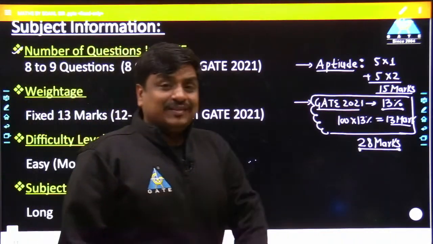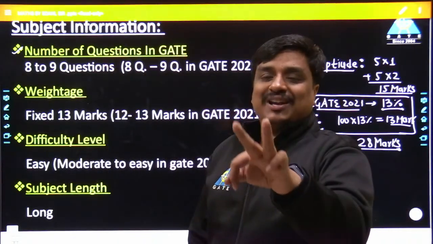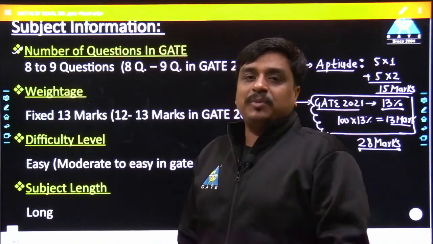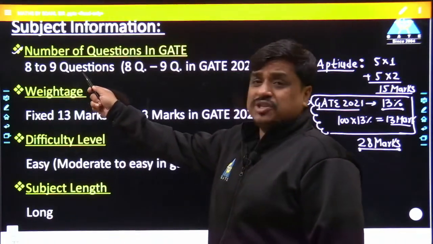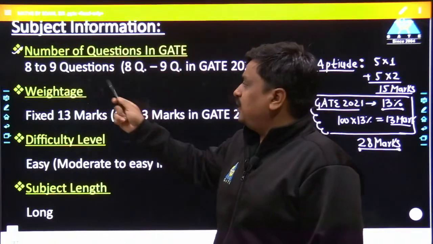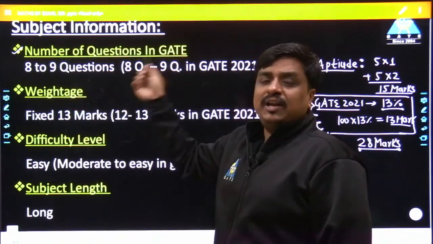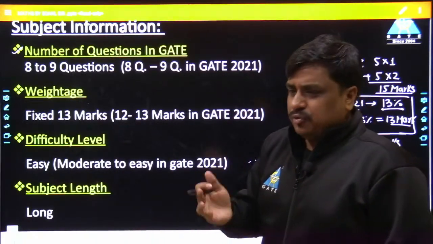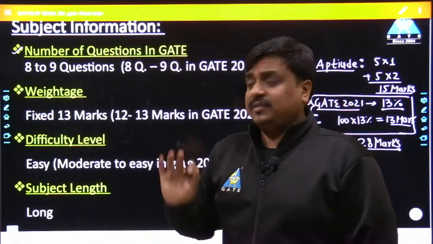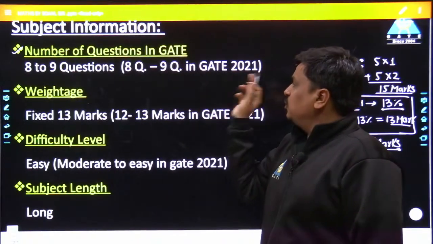For the sake of analysis, I have taken the reference of 3 different papers, which are electronics, electrical and instrumentation. All of them had only 1 paper. If you see, the number of questions asked from the engineering mathematics was between 8 to 9 questions. You can see in GATE 2021 also, the number of questions asked from engineering mathematics, specifically electrical, electronics and instrumentation, was between 8 to 9 questions.